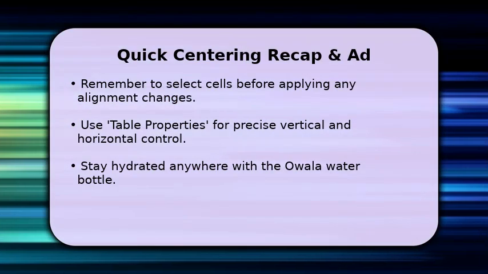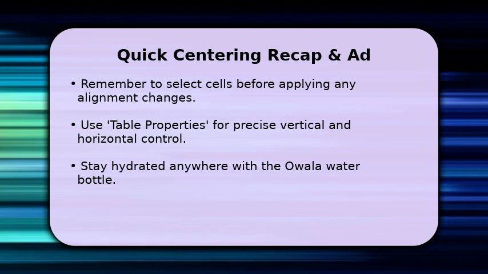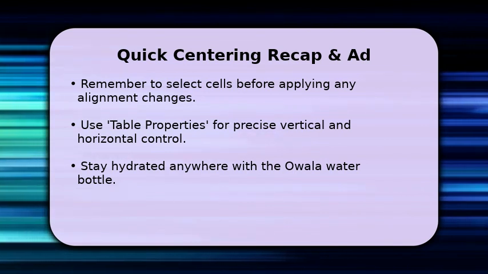To quickly recap, always select the cells you want to modify first. For simple horizontal centering, use the alignment buttons on your toolbar. For more precise control, including vertical centering, dive into the Table Properties or Cell Properties menu. This ensures your table text is perfectly positioned every time.